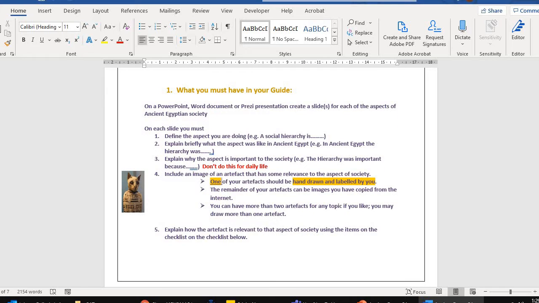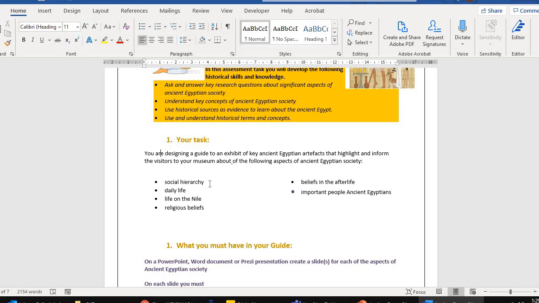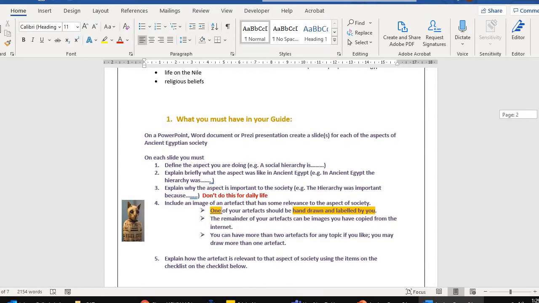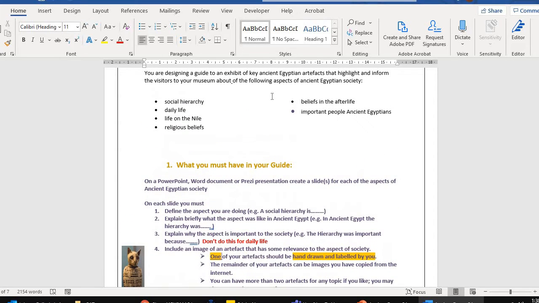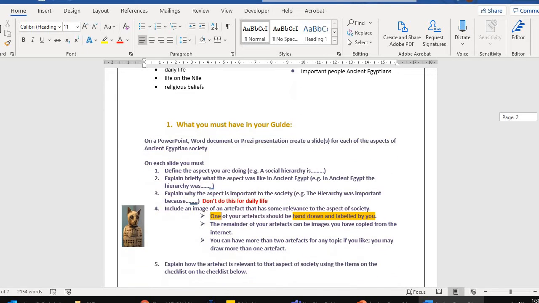So what you must have in your guide. On a PowerPoint, Word document or presentation, create a slide for each of the aspects of ancient Egyptian society. So you'll have one slide for social hierarchy, one slide for daily life, one slide on life on the Nile, one slide on religious beliefs, one slide on beliefs in the afterlife, and one slide on important Egyptians. So far, you'll have 1, 2, 3, 4, 5, 6 slides, plus your front cover, or your starting presentation.